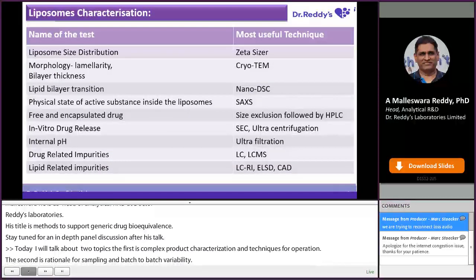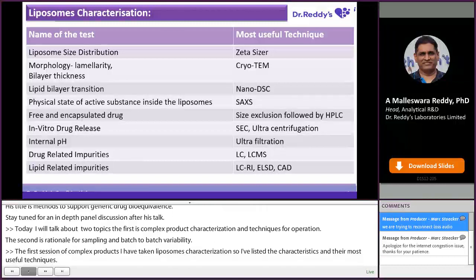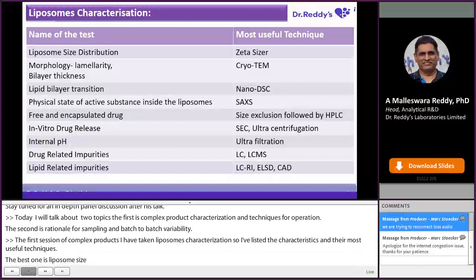For the first section on complex products, I have taken liposomal characterization. Here I have listed several key characteristics and their most useful techniques. The first is liposomal size distribution, where a sizer can be used. Morphology, lamellarity, and bilayer thickness: the most useful technique is cryo-TEM. Lipid bilayer transition can be analyzed using nano-DSC.